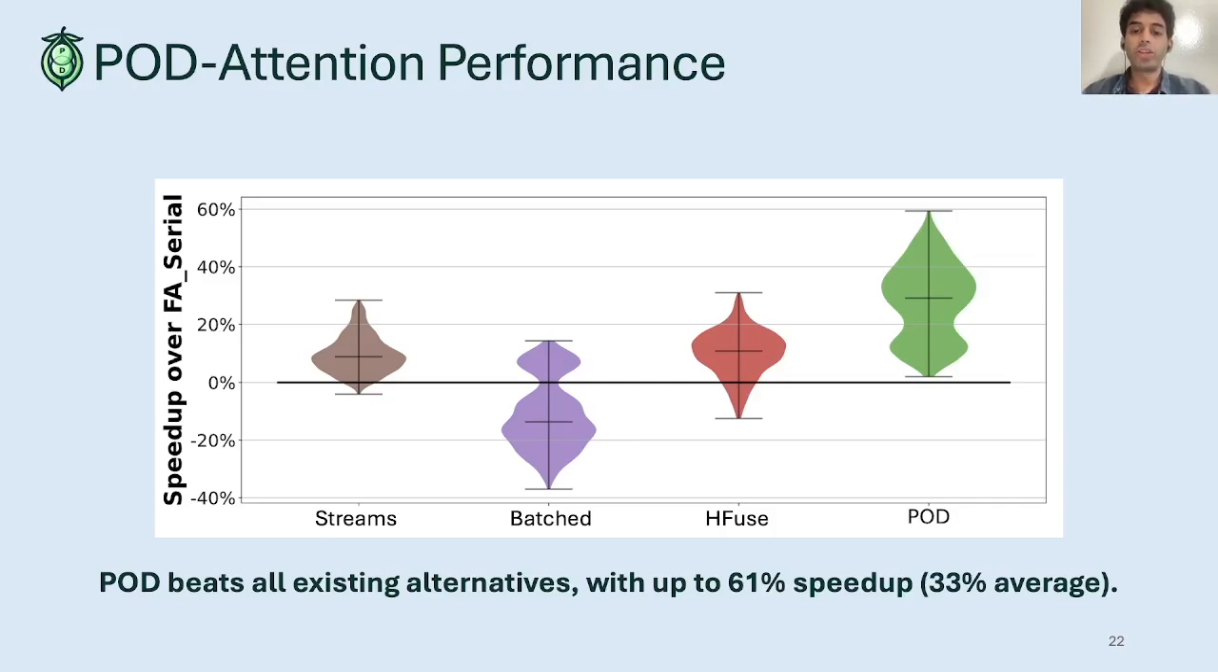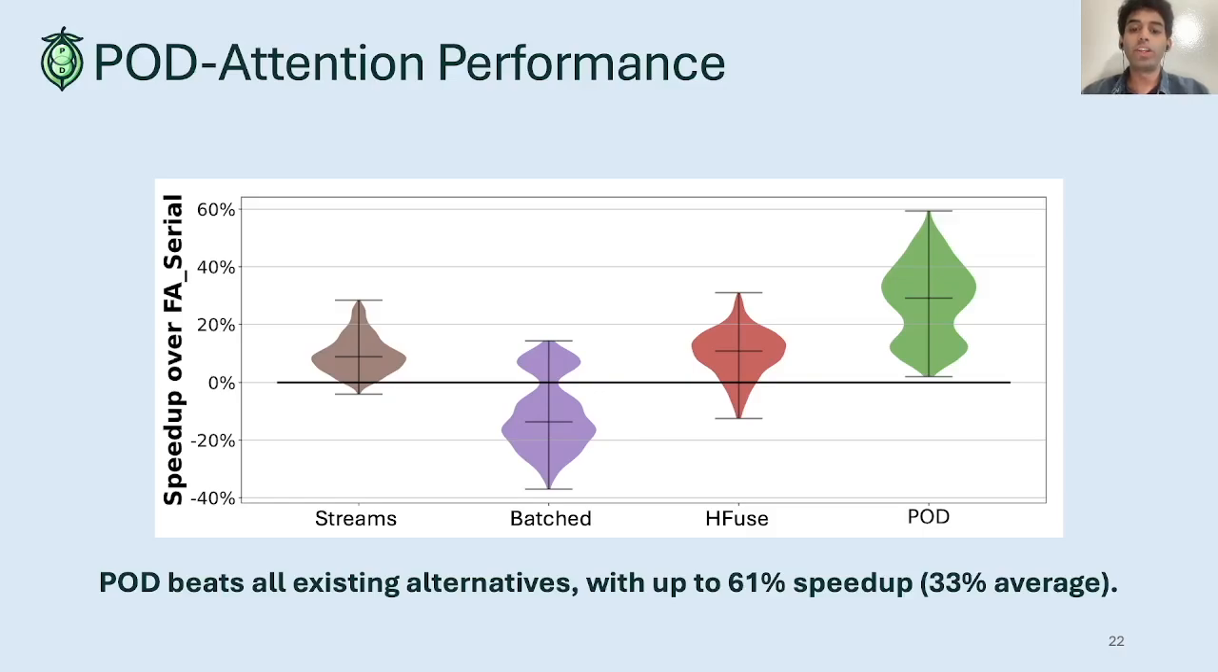To investigate POD-Attention's performance, we ran the attention kernel sweeping over 1,000 practical input configurations, varying the input sizes and LLM model configuration. We compare against state-of-the-art FlashAttention as well as FlashInfer kernels, and FA Serial, our baseline, executes the two operations in serial, similar to how existing hybrid batch frameworks run these kernels. Streams executes prefill and decode in separate CUDA streams, which provides some limited speedup as early completion of prefill operations allows decode to start utilizing the GPU.